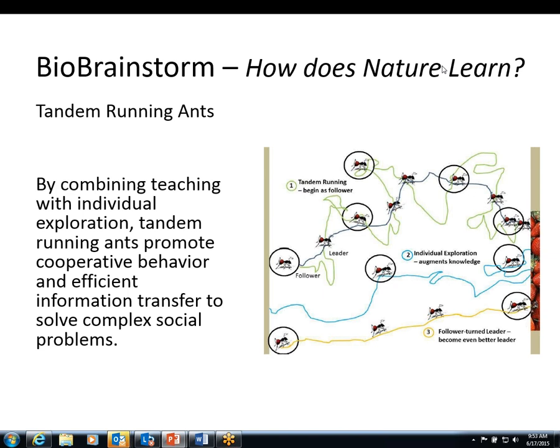Excel at coordination by optimizing information flow. So a better chance of coordinating if you have accurate and timely information. And then our last one that we came up with from the tandem running ants was for decisions with greater potential consequences, maximize stakeholder involvement for better outcomes. And that goes back to the quorum. The larger quorum is needed for riskier decisions. So that was an example from a bio brainstorm project.